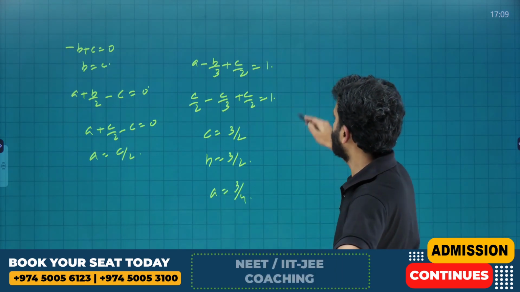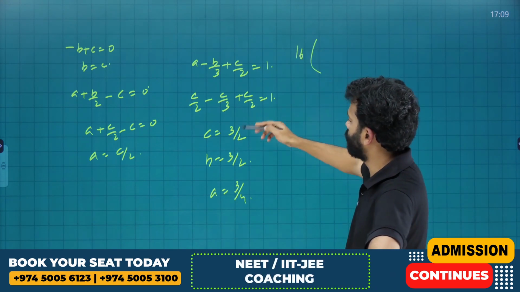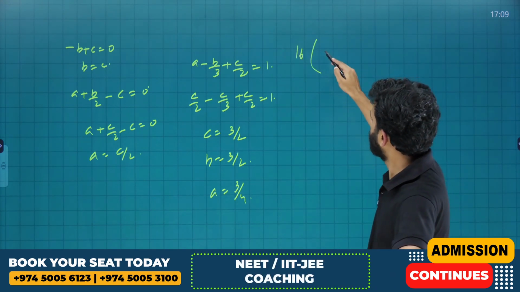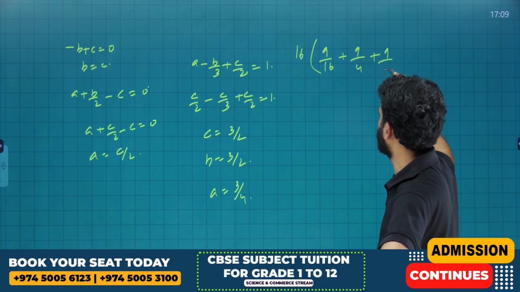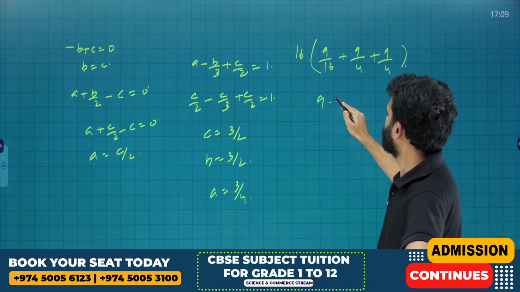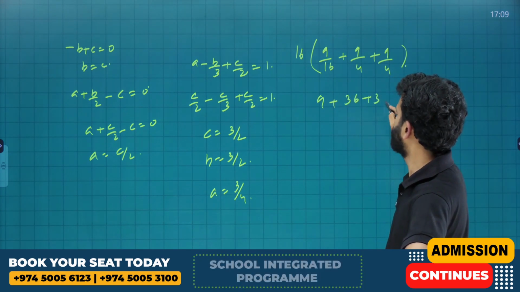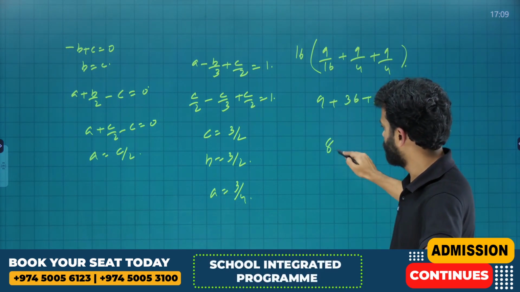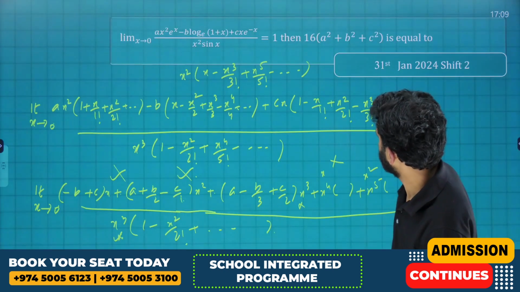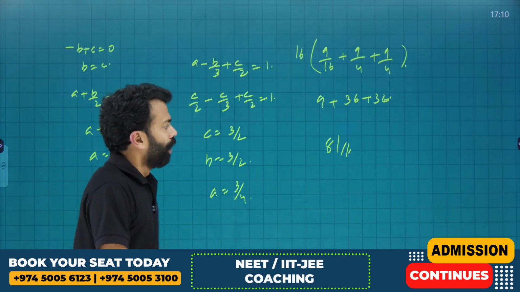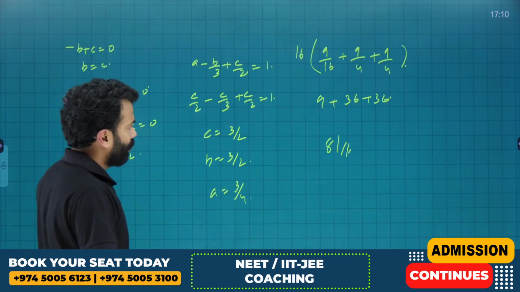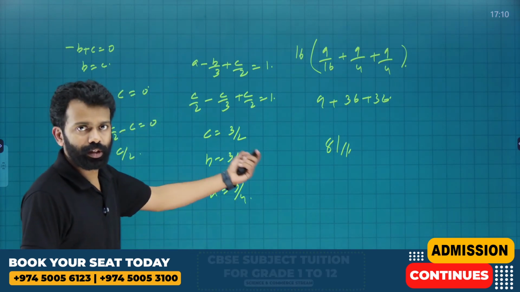You need to find 16 times the sum of squares of all of these, right? That is 9 by 16 plus 9 by 4 plus 9 by 4. That is 9 plus 36 plus 36. That is 72 plus 9. 81 is the final answer. I think it's an integer question. Okay, the answer is what? 81. Hope you got the idea here. Okay, and we can move to the next one.